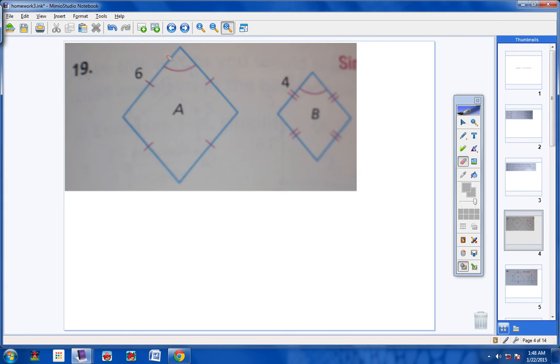Okay, moving on to numbers 19 and 20. The directions say to determine whether the polygons are similar. If they are, find the scale factor of A to B.